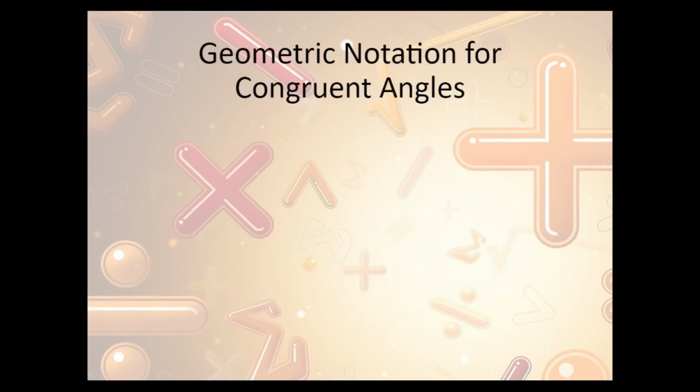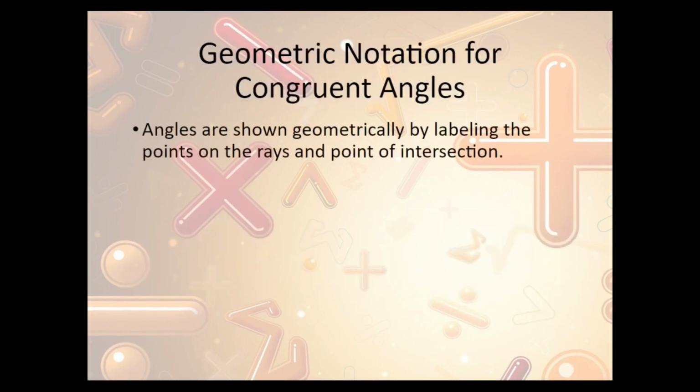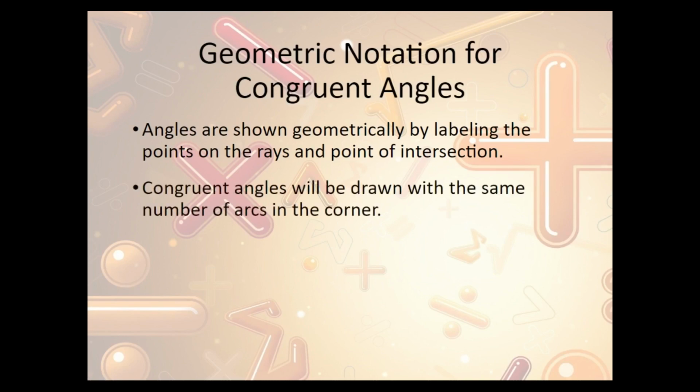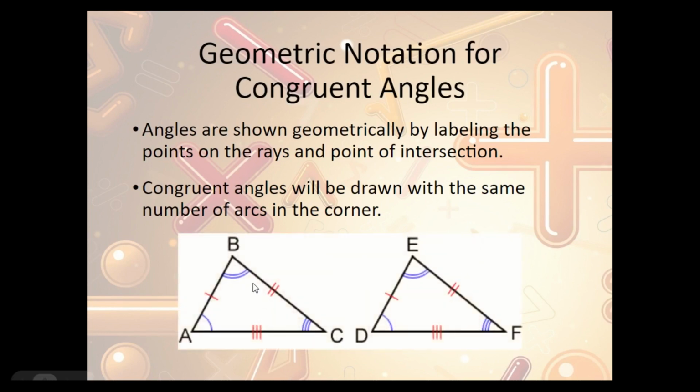Geometric notation for congruent angles. Angles are typically drawn by labeling the points on the rays and the point of intersection. Congruent angles will have arcs in the corner. So for instance, we have these two triangles here, and notice we have these arcs here in the corners. The single arc and the single arc mean that those two angles are congruent to each other.